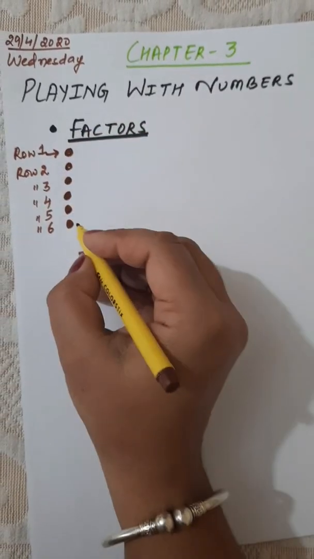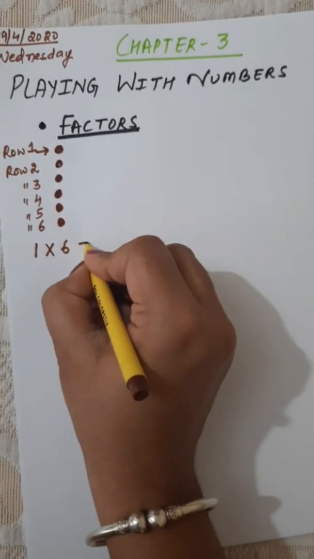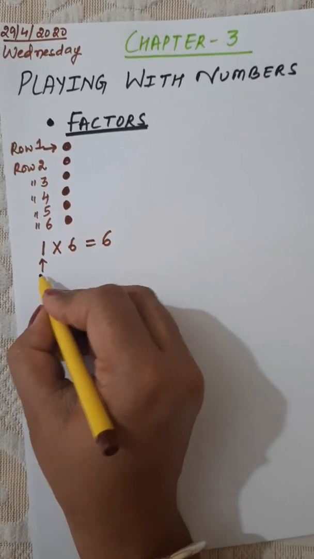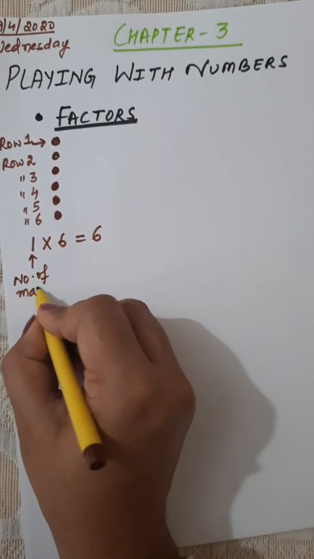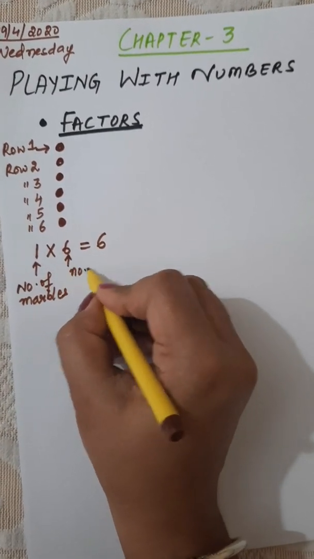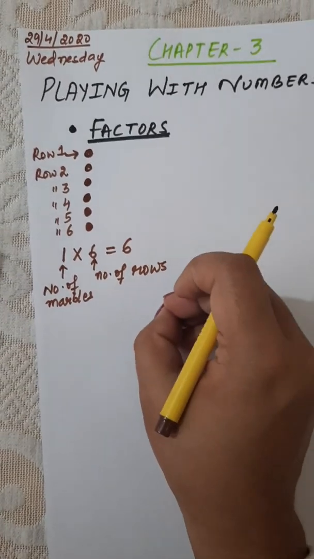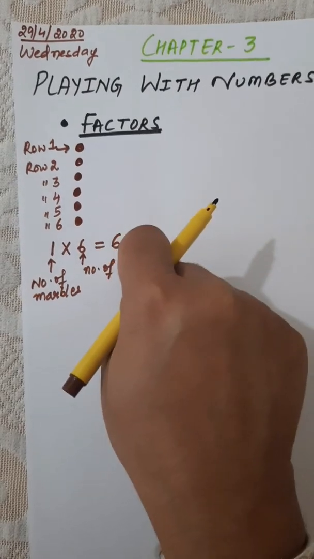So here the total number of marbles we can write as 1 into 6 is equal to 6. In this, 1 indicates the number of marbles and this 6 indicates the number of rows. He arranged these 6 marbles in such a way that there is 1 marble in each row.